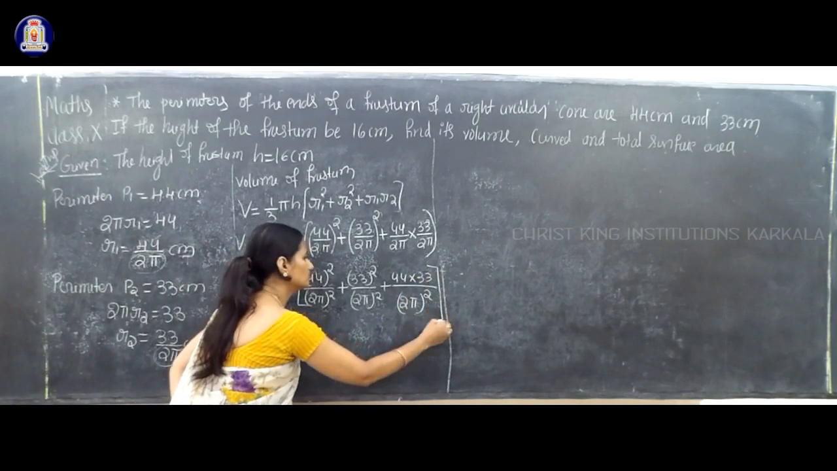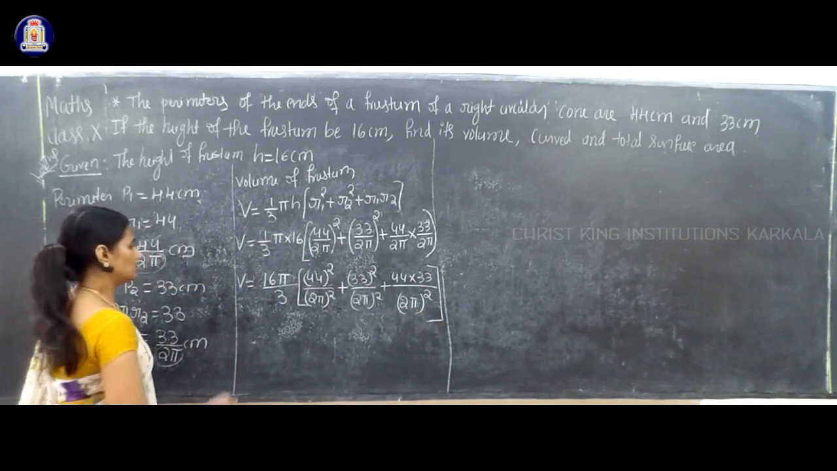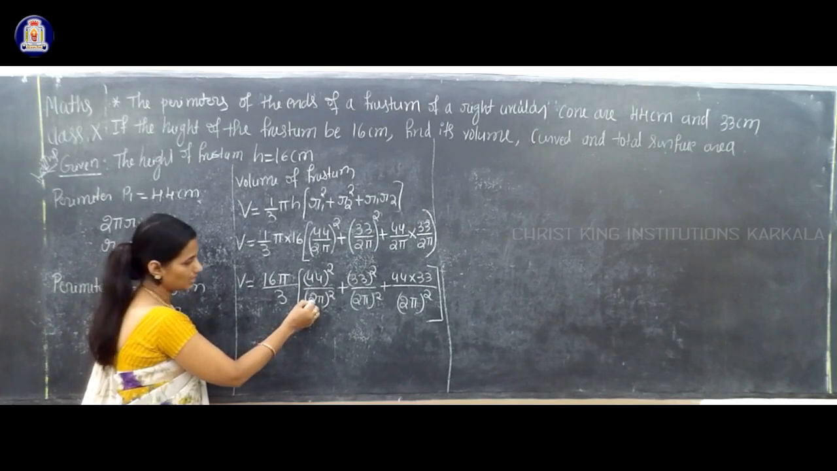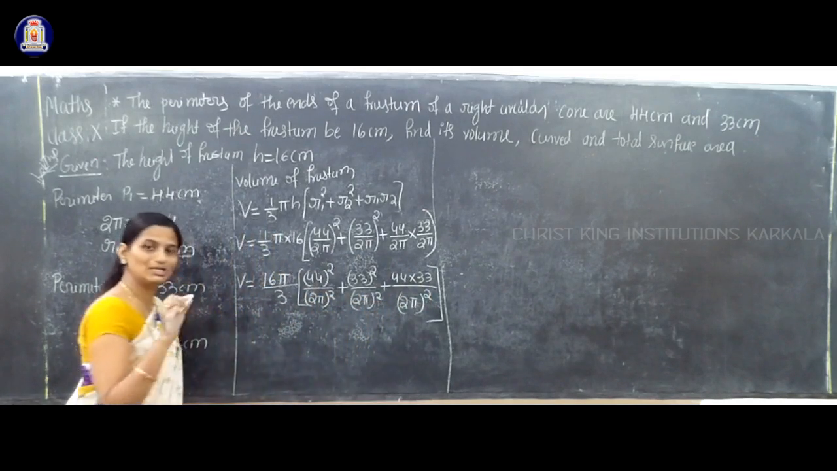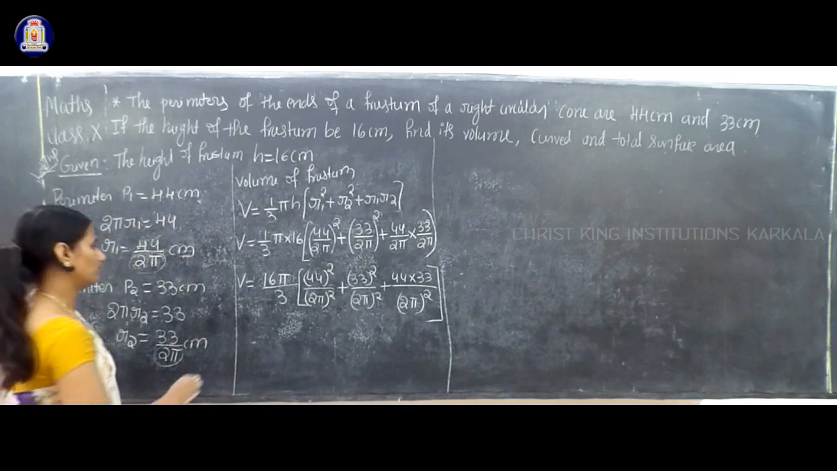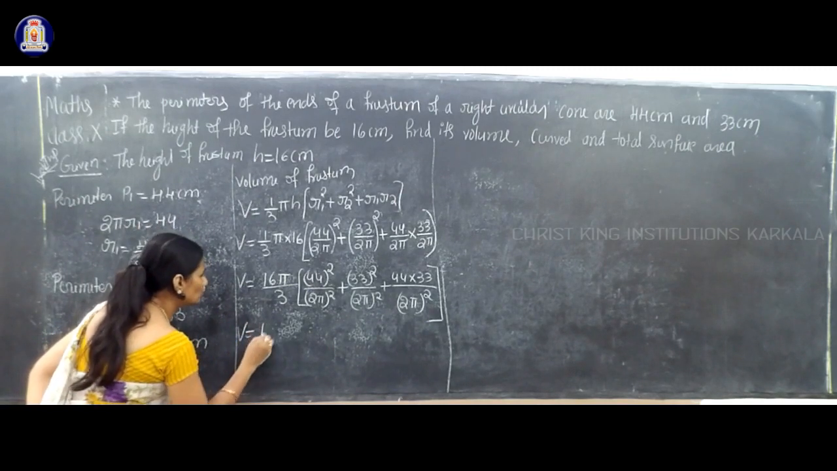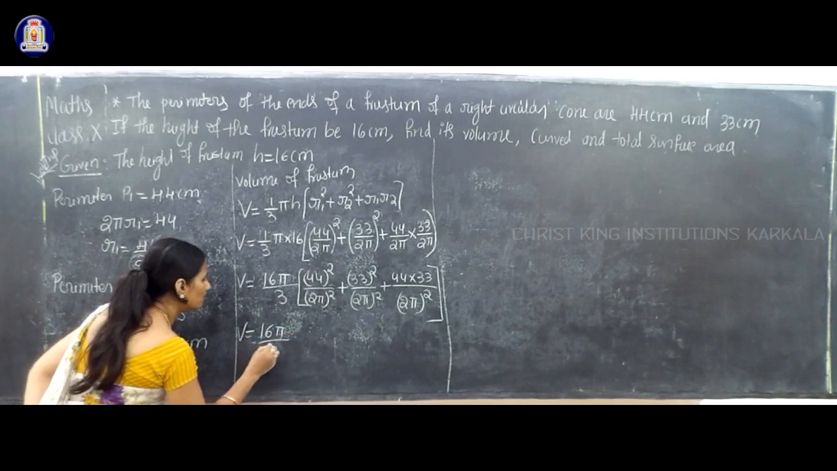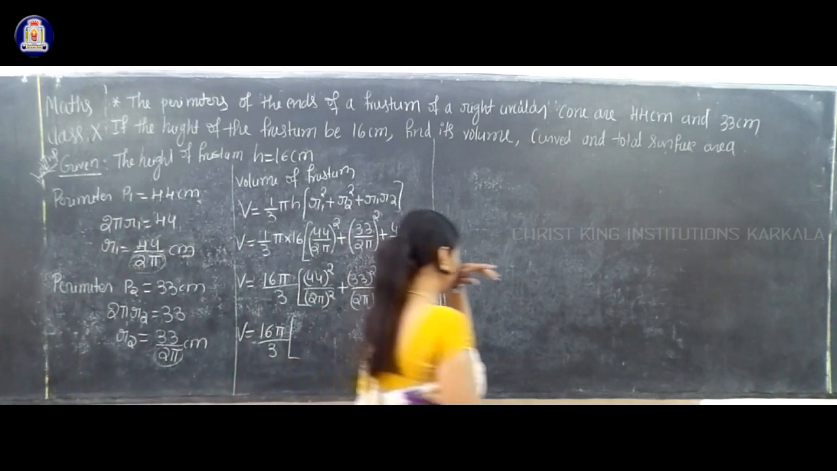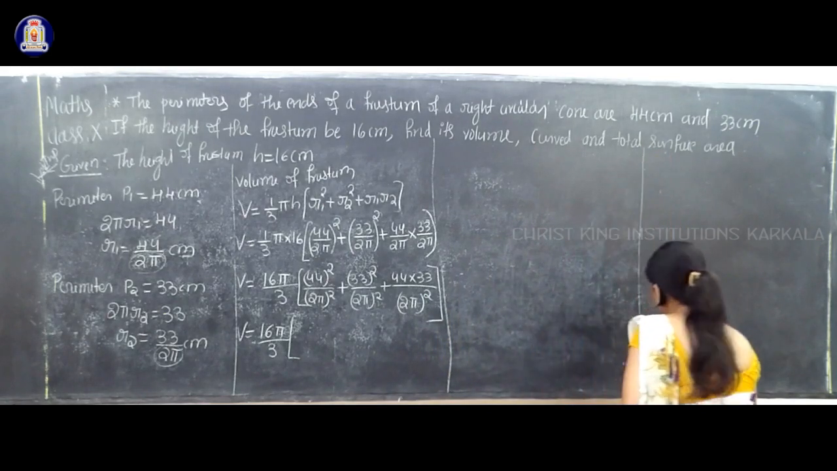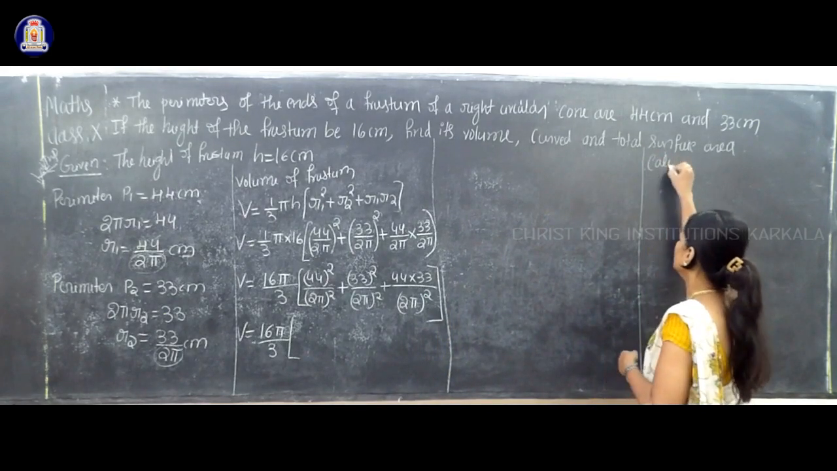Yes. Clear this? Yes. Now your LCM is the same. See, 2 pi square, 2 pi square, 2 pi square. So it is easy to take LCM. So now V is equal to 16 pi divided by 3. Now your calculation. 44 square. So what is your 44 square? This is your calculation part.